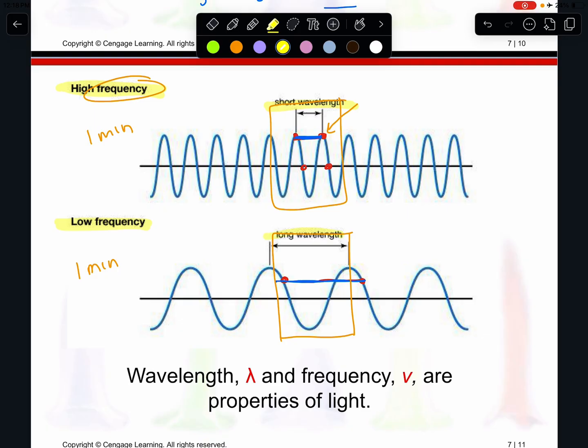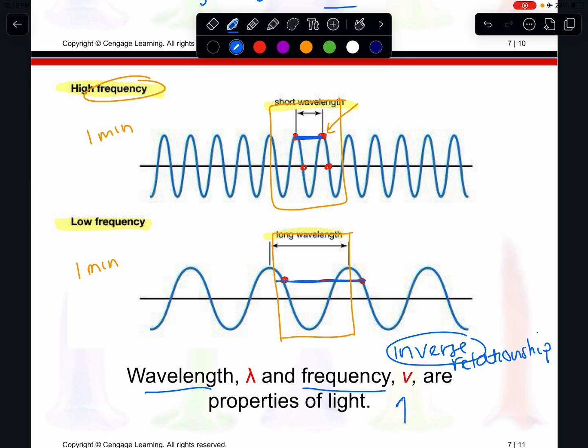Now, low frequency means not as many waves pass through, due to a longer wavelength. So we call this relationship, one increasing, the other decreasing, an inverse relationship. Okay, so we're going to use this relationship a lot: wavelength and frequency have an inverse relationship. As one increases, the other decreases.